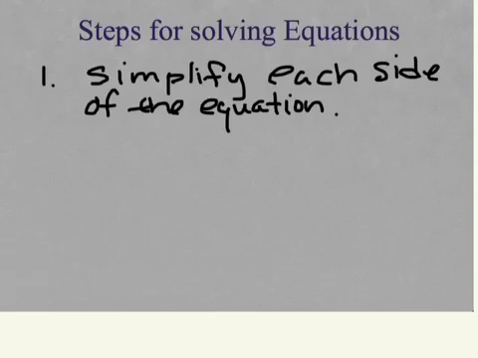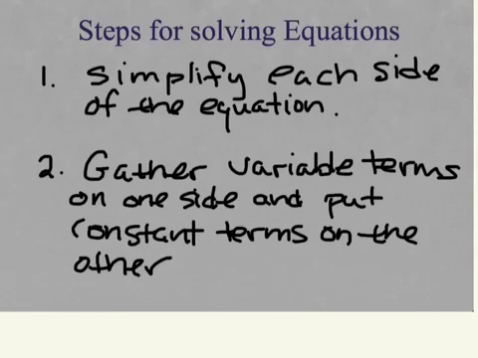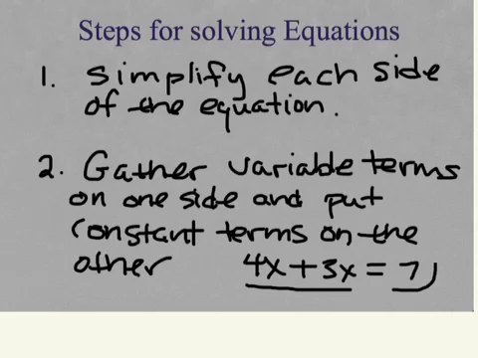The second step is to basically gather your variable terms on one side of the equal sign and then put the constant terms on the other. So you want to end up at this stage with something like 4x plus 3x equals 7. Notice that all of my variable terms are on one side, and 7 does not have a variable next to it. It's just a number by itself. That's called a constant, and that's what you'd want to see as you're solving an equation.